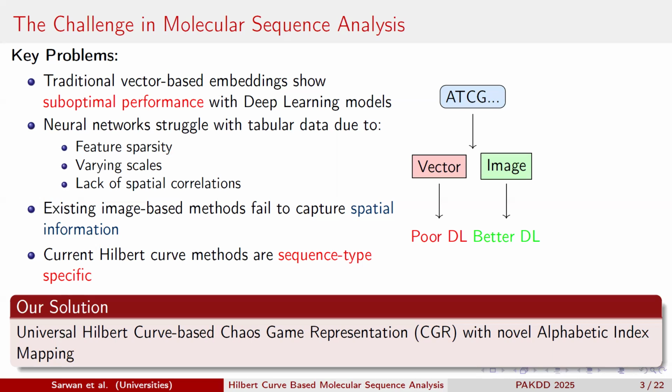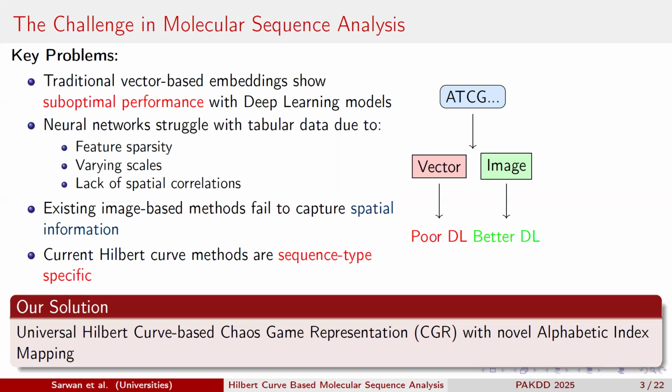Now, some researchers have tried image-based methods, but here's a catch. Existing approaches fail to capture proper spatial information, and current Hilbert curve methods, well, they are sequence type specific. So if you develop a method for DNA sequence, it won't work for proteins, and vice versa.